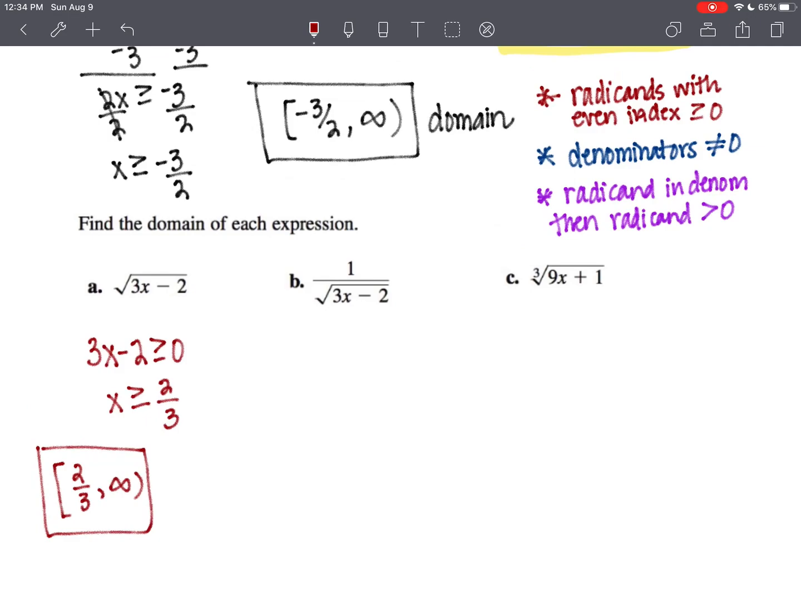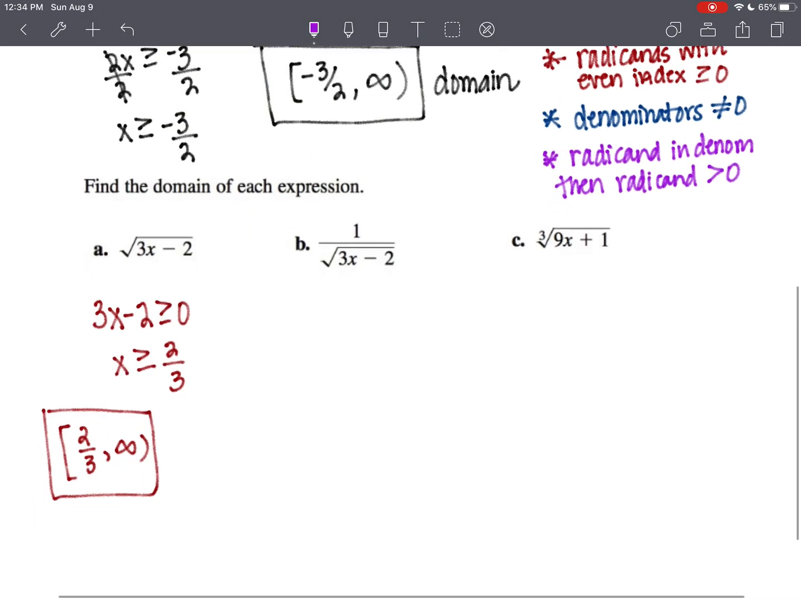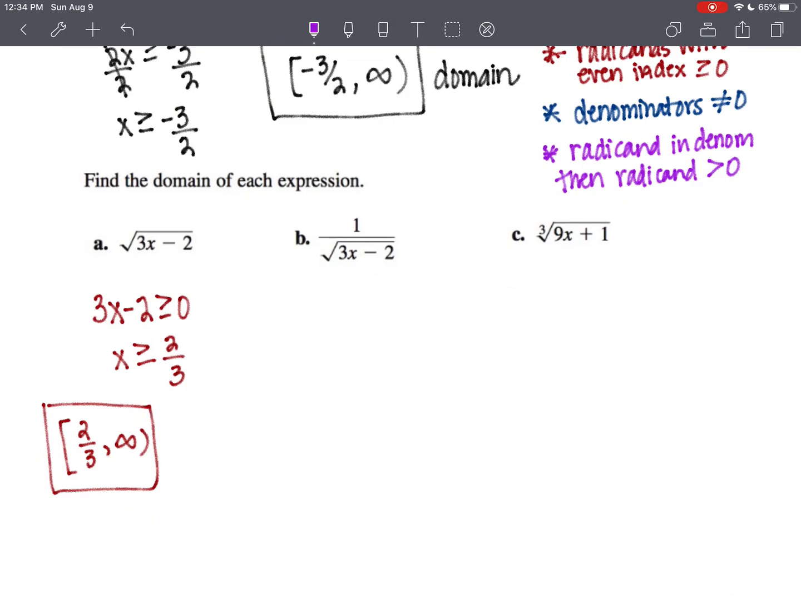Here we have an even index, but a denominator. So remember, denominators cannot equal 0, therefore we're talking about the radicand in the denominator, 3x minus 2, can only be greater than 0. Add the 2, divide by 3, and we get x is greater than 2/3, which does not include the 2/3, so now we have parentheses.